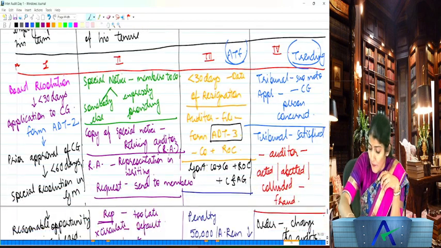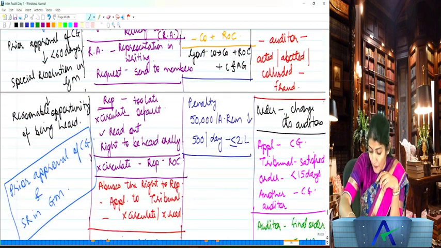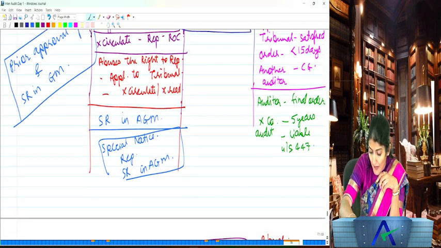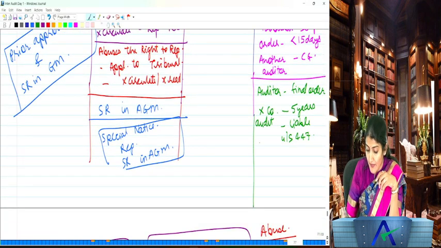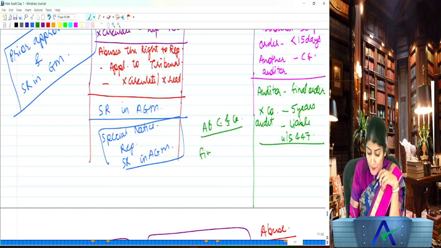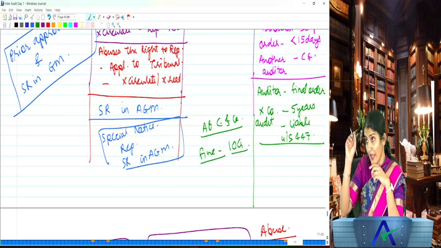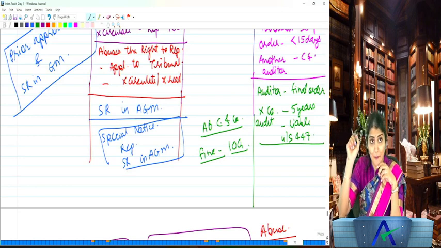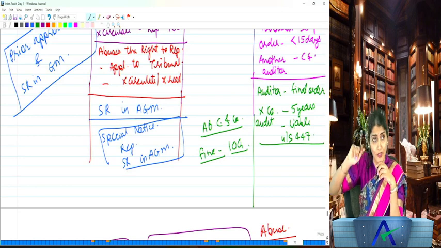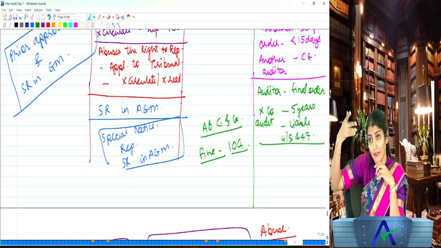One particular partner of the firm has done a fraud. So ABC and Company is an audit firm, and one partner of the firm has done the fraud, and now the firm needs to pay a fine of 10 crore. Who has to pay the fine of 10 crore? ABC and Company, the CA firm, has done a fraud, as the auditors have acted in a fraudulent manner. So now who needs to pay the fine?